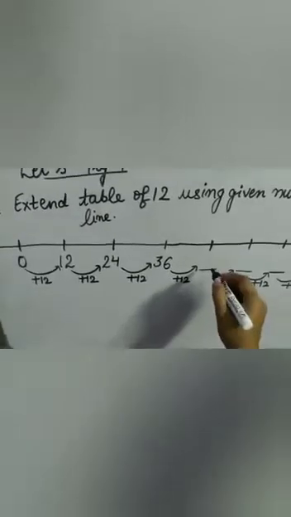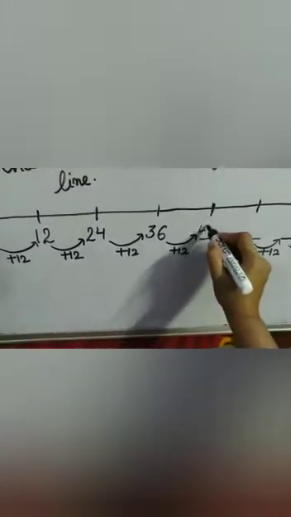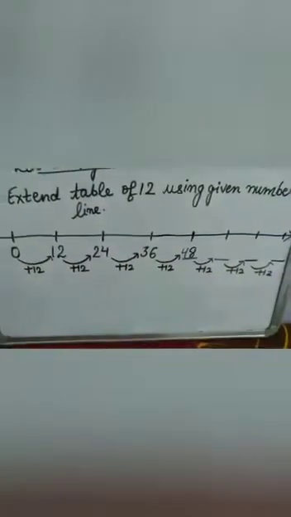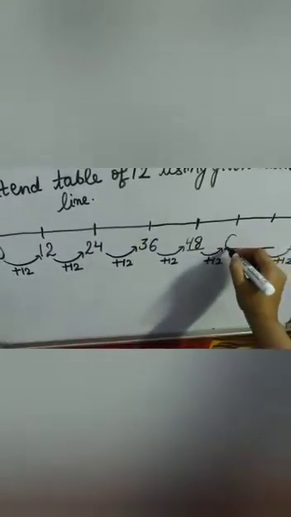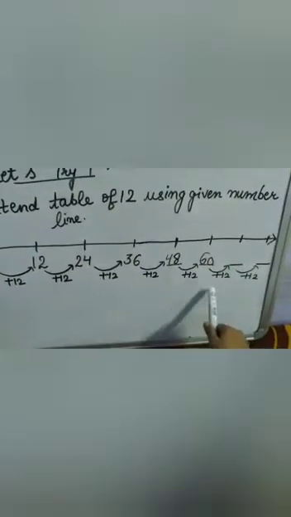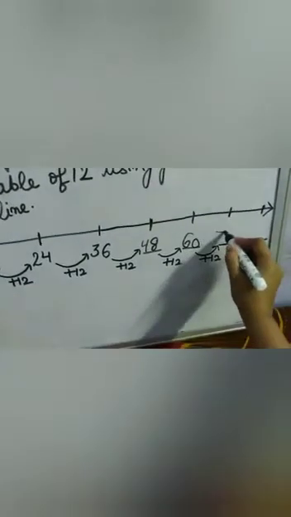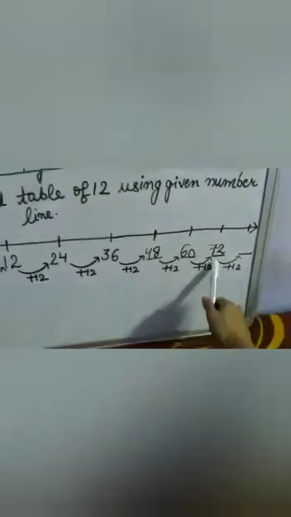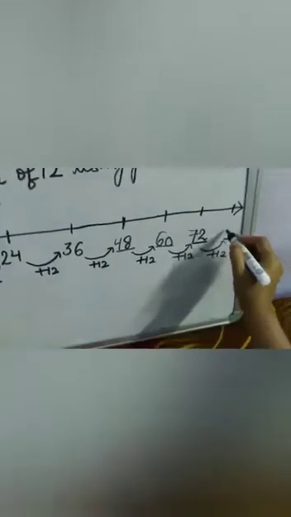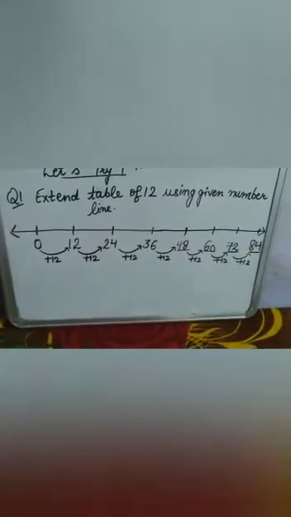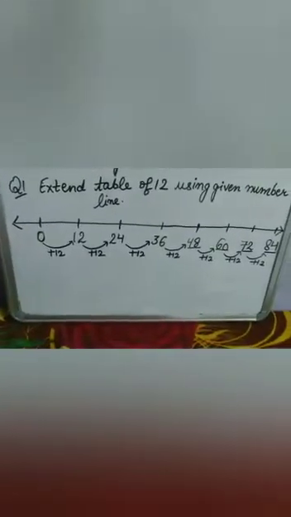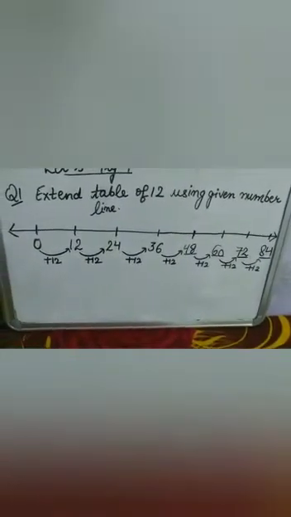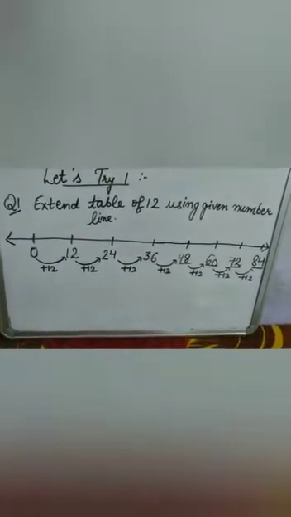So 36 plus 12 is 48. Then again 48 plus 12 is 60. Then 60 plus 12 is 72. Then 72 plus 12 is 84. So in this way you can extend the table of 12 by using a number line. Now you will try question number 2 and 3 yourself.